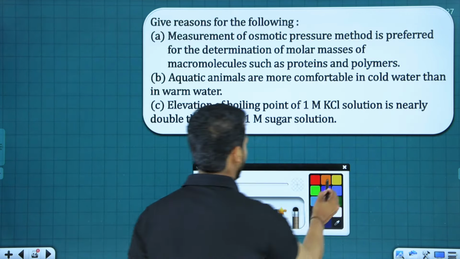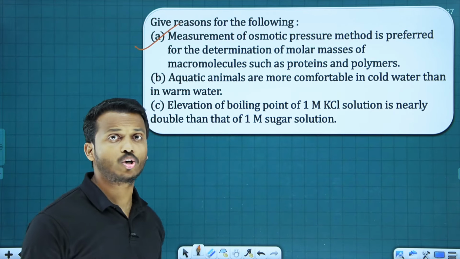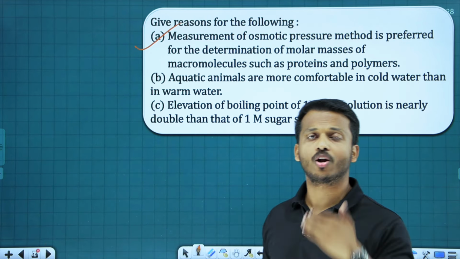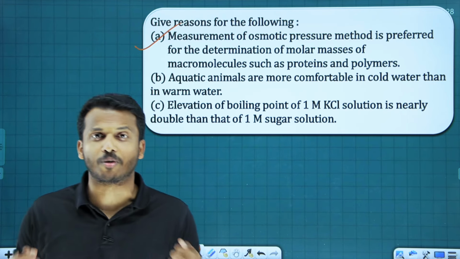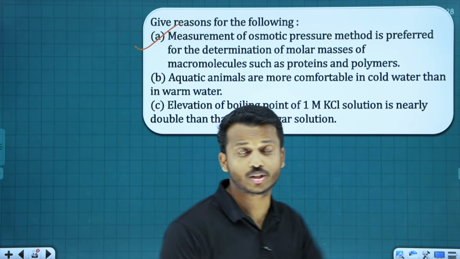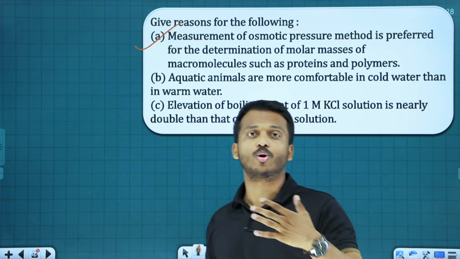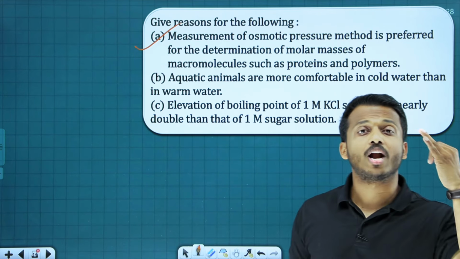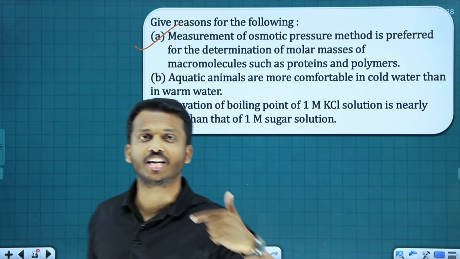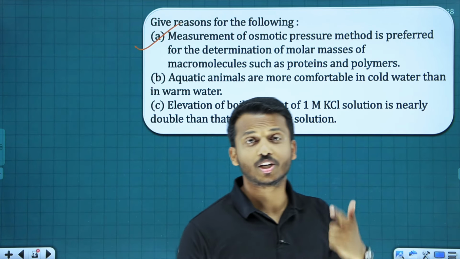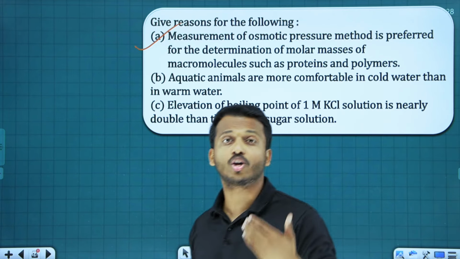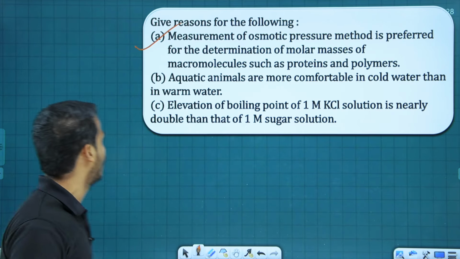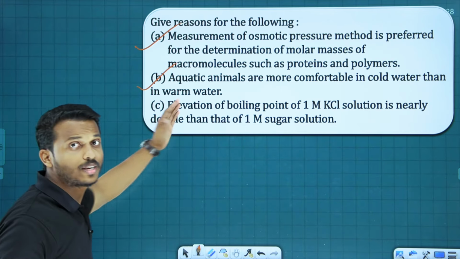Give reason for the following. First one, measurement of osmotic pressure method is preferred over other colligative properties. Studied or not? Why is it preferred to calculate the molecular mass of the solute? Because you can calculate the osmotic pressure even at room temperature itself. Second, here we are using molarity instead of molality. Molarity calculation is easier. And osmotic pressure is used to calculate the molecular mass of macromolecules like biomolecules, polymers, proteins, etc. Hope you studied all of it. And this B is an already repeated question.